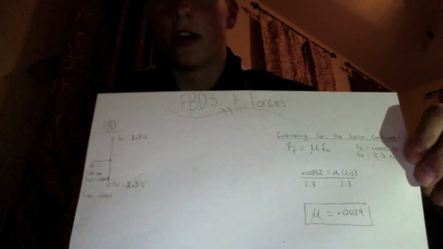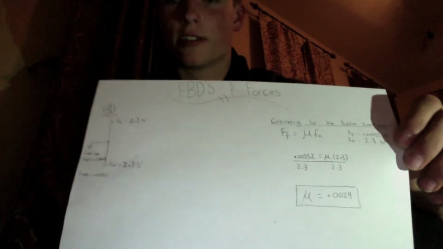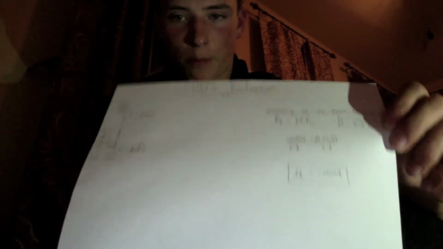0.00552 is equal to the unknown force coefficient times 2.3. Got some algebra skills going on, divided by 2.3 both sides. Found our force coefficient, 0.0024.